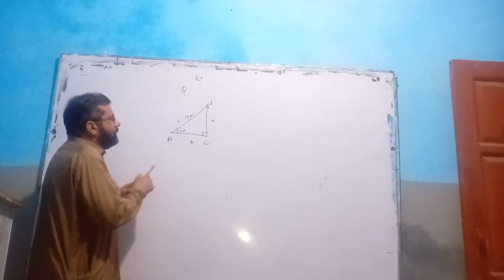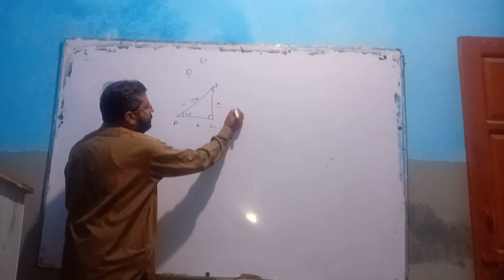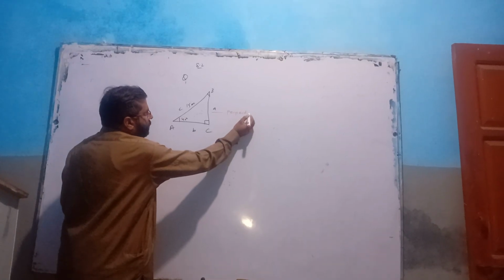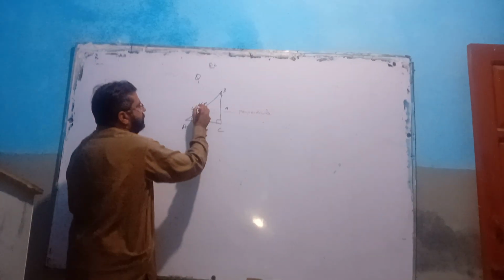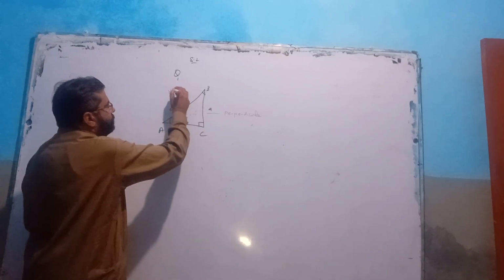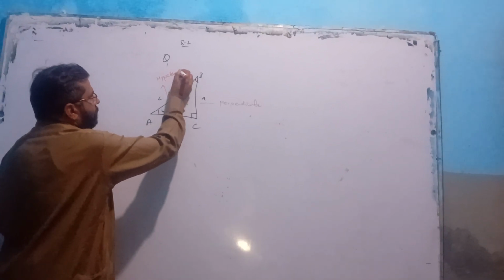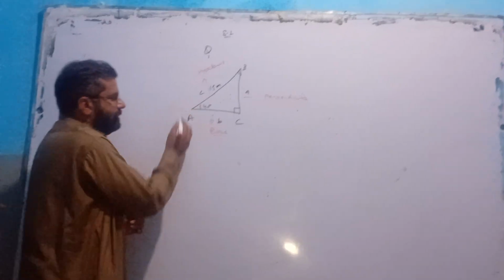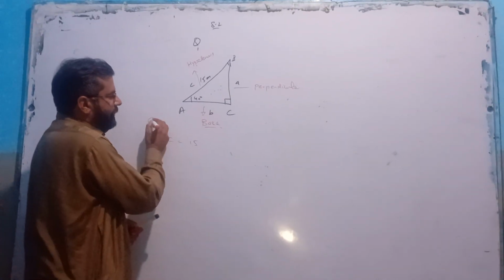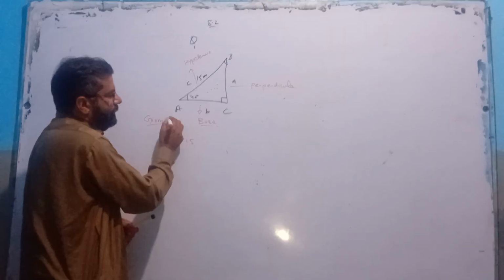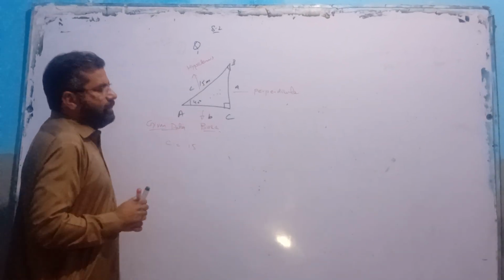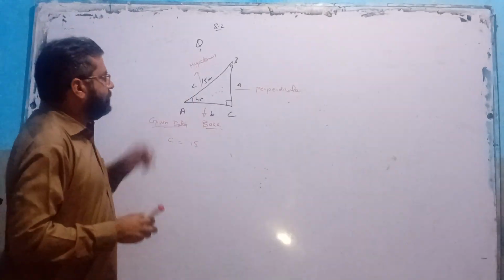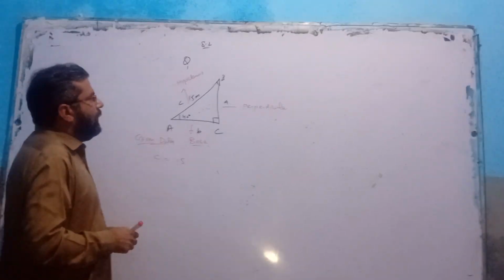As you know, this side is called perpendicular and this side is called hypotenuse and this is our base. Here we have C is equal to 15, given data. First of all, you write the given data. C is equal to 15 and this is the hypotenuse, and one angle is given, angle A.